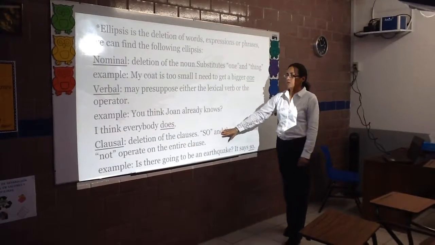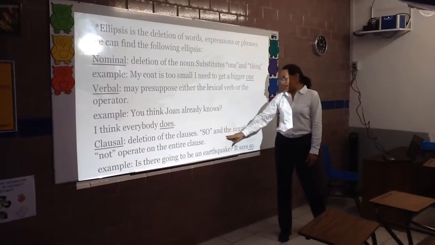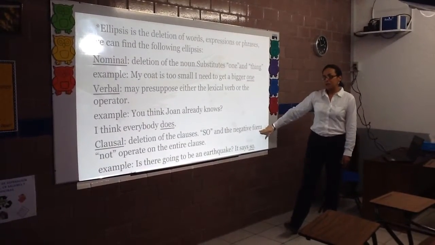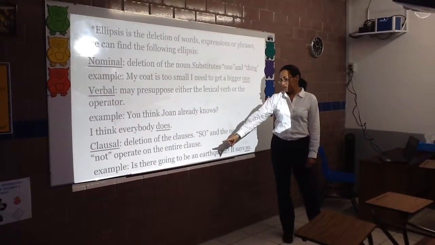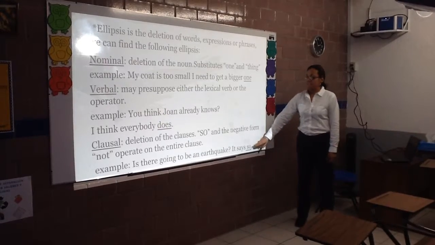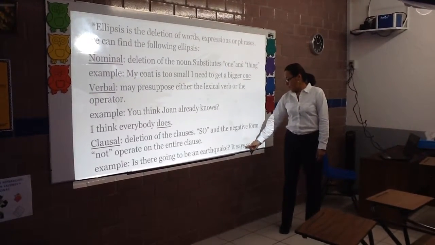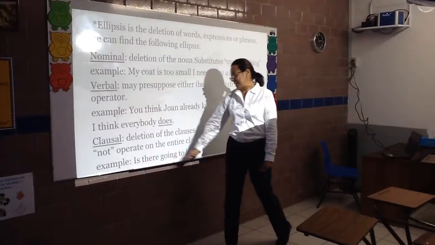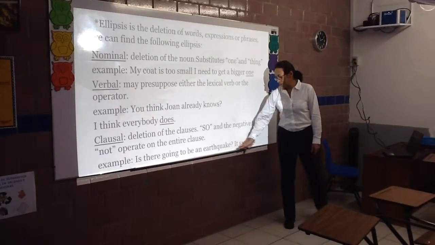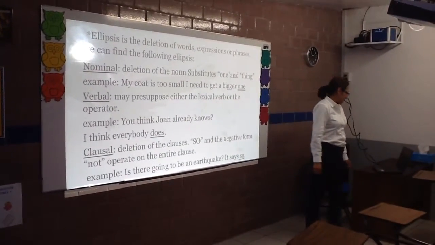In the clausal ellipsis, there is deletion of clauses, with so and the negative form not operating on the entire clause. This is my example. Is there going to be an earthquake? It says so. In this case, the word so is taking the place of the whole clause, is there going to be an earthquake? So this is the clausal ellipsis.